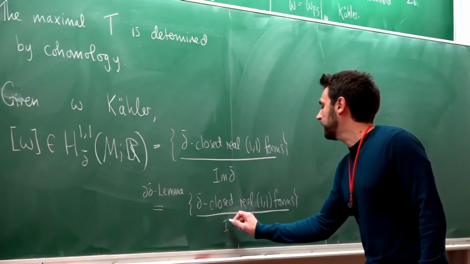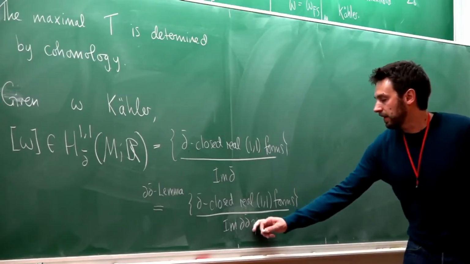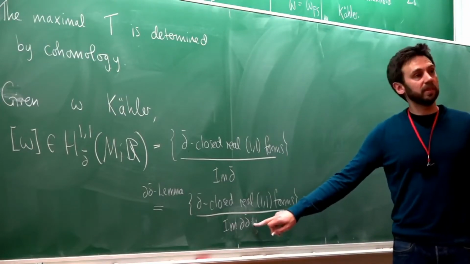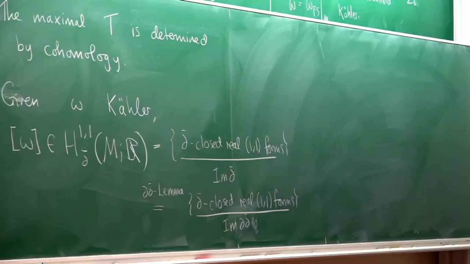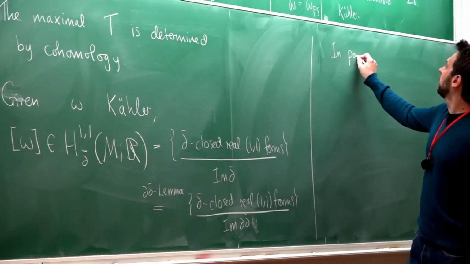Quotient out by the image of dd bar. In other words, by dd bar of a function, just a function. So note in particular.